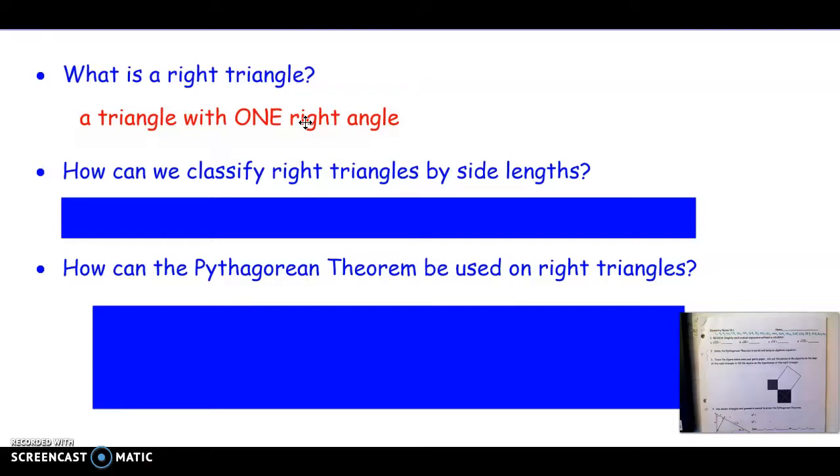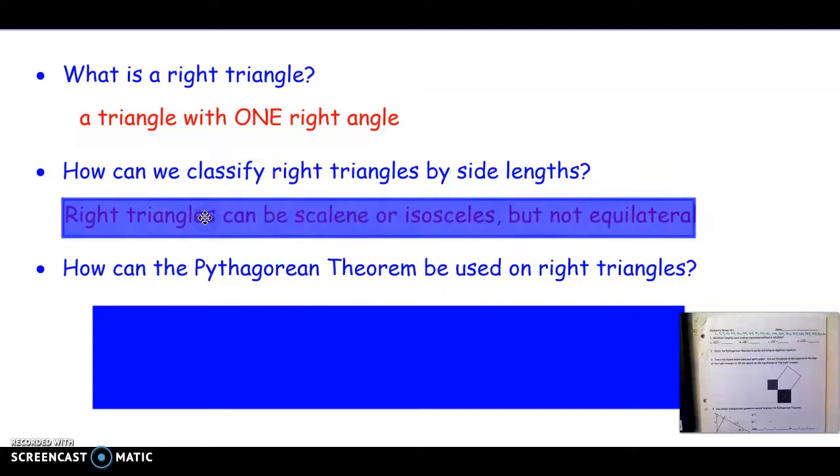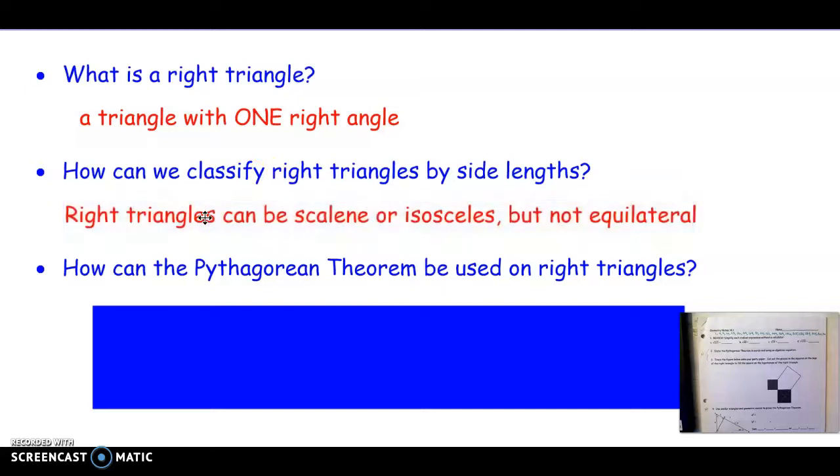So how can we classify right triangles by their side lengths? Right triangles can be either scalene or isosceles. Remember, scalene means none of the sides have the same length. Isosceles means two of the sides have the same length. A right triangle cannot be equilateral because all equilateral triangles are acute. All three of the angles must be 60 degrees in an equilateral triangle.